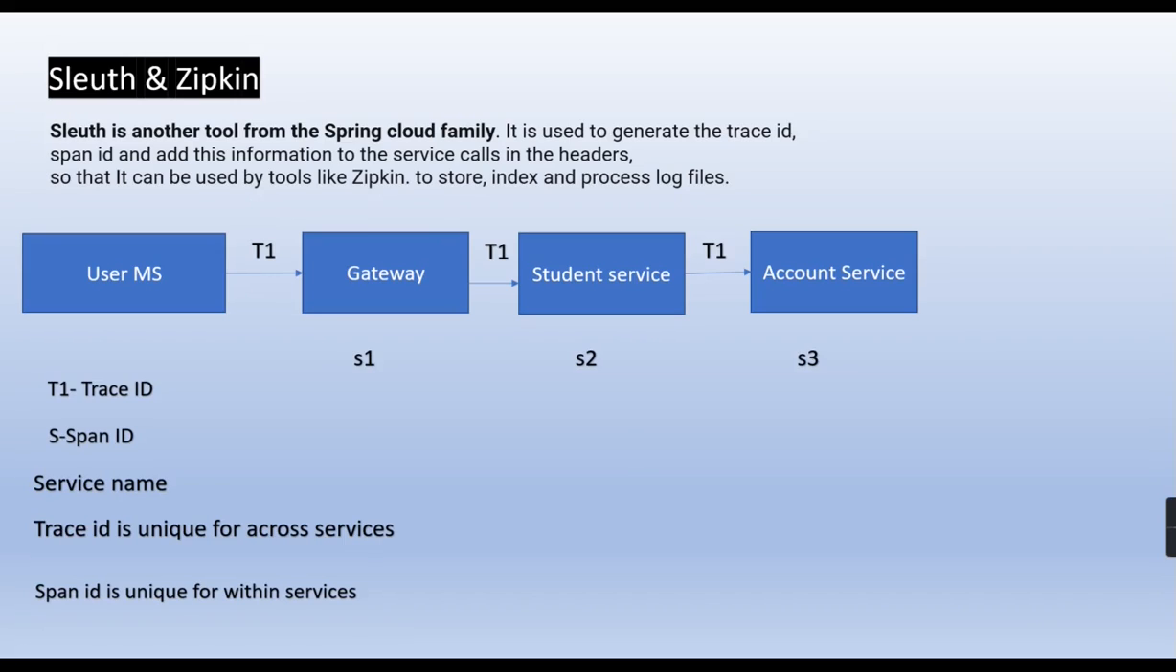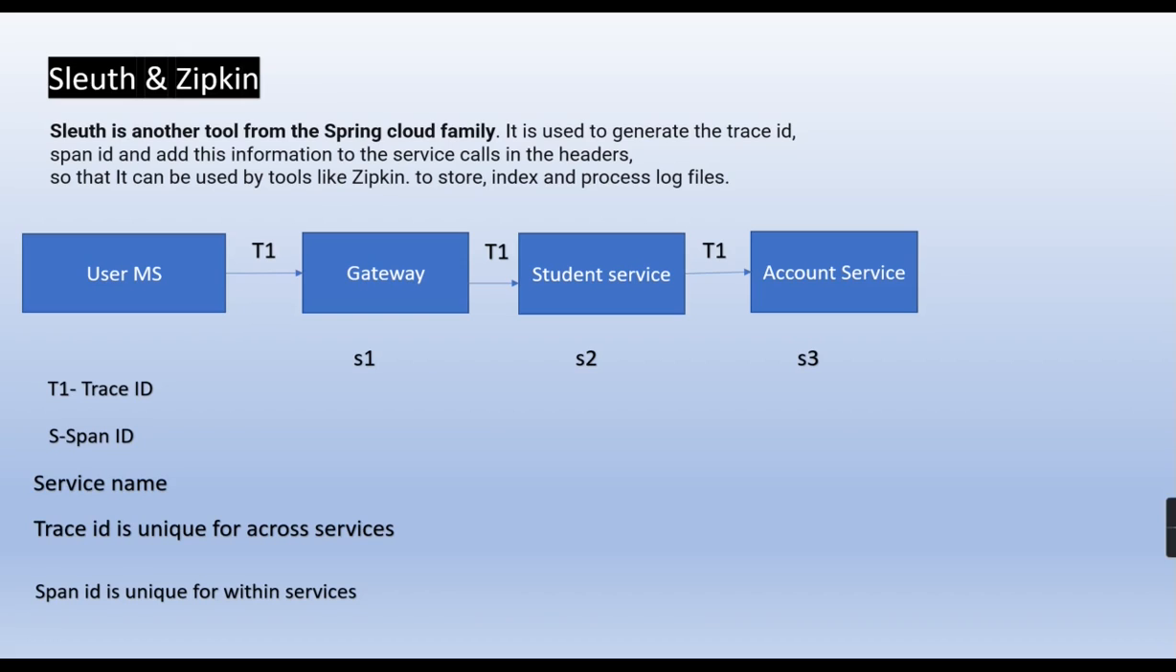Hello. Now we will see about Sleuth and Zipkin. Sleuth is another tool from the Spring Cloud family. It is used to generate a trace ID, span ID, and add this information to the service calls in the headers so that it can be used by tools like Zipkin to store, index, and process log files. By seeing the definition, we may not understand, but I'll make you understand.